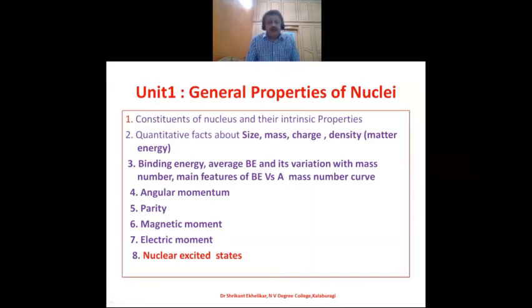In subsequent lectures, we discussed the size of the nucleus, mass of the nucleus, charge of the nucleus, density of the nucleus, and in detail the mass defect and binding energy, particularly the average binding energy per nucleon against mass number curve. We also saw the angular momentum of the nucleus, parity, magnetic moment, and electric moment.